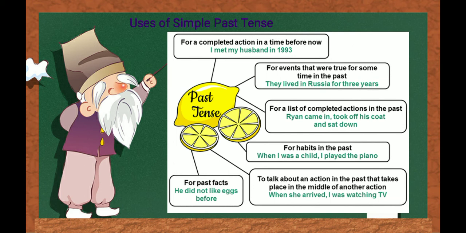Okay, we also use simple past tense for past facts. He did not like eggs before. Maybe he likes them now, but before, that means in the past, he did not like eggs.